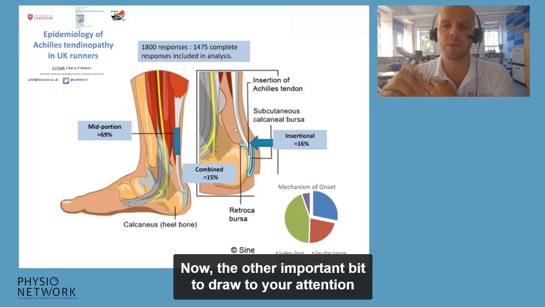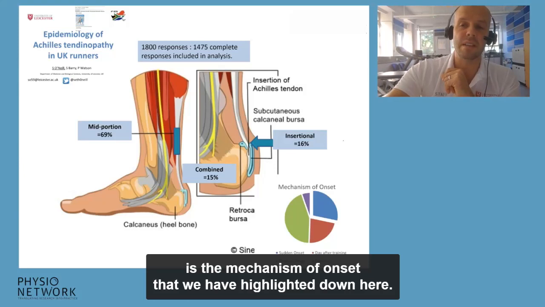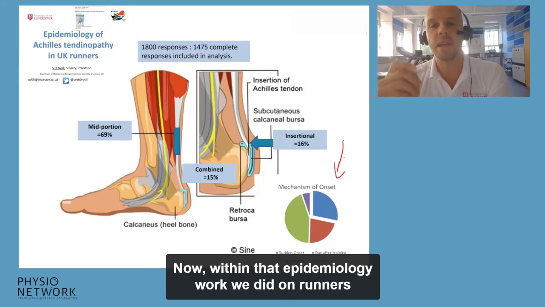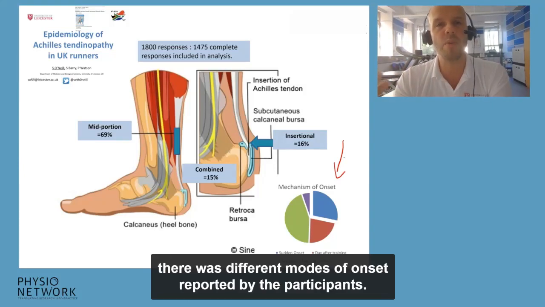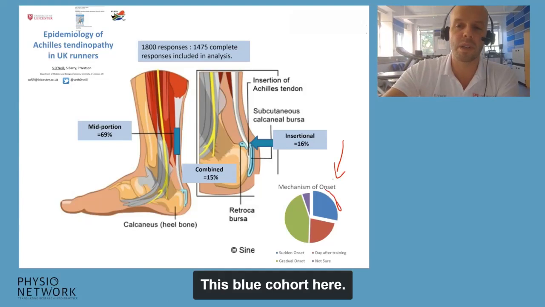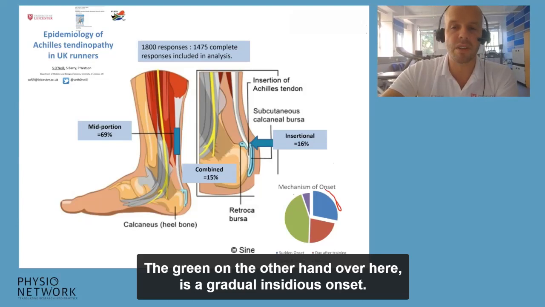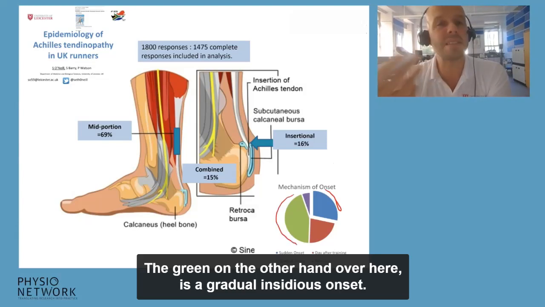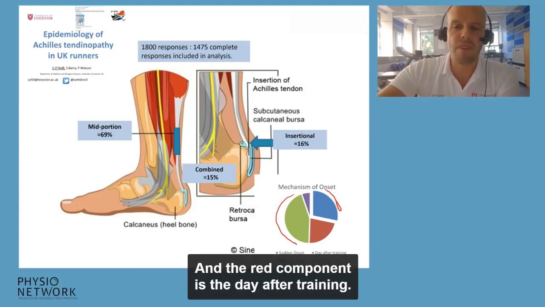Now, the other important bit to draw to your attention on this particular slide is the mechanism of onset that we have highlighted down here. Within that epidemiology work we did on runners, there were different modes of onset reported by the participants. Some people reported that they had a sudden onset, this blue cohort here. So that's a sudden onset during an activity. The green, on the other hand, over here is a gradual insidious onset. They weren't really sure what had triggered it. It had come on gradually. And the red component is the day after training.